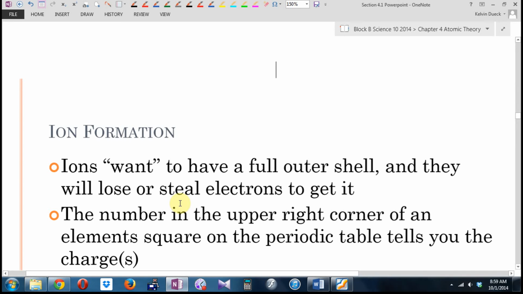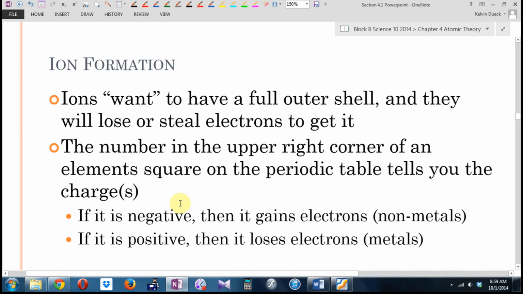The number in the upper right corner of an element square on the periodic table tells you the charges. If it's positive, it tells you how many electrons it will lose. If it's negative, it tells you how many electrons it will gain. And if there's more than one number, that's telling you that there's more than one way for it to gain or lose those electrons. Like I said, we give you the simple rules, but it's more complicated than we're letting on.